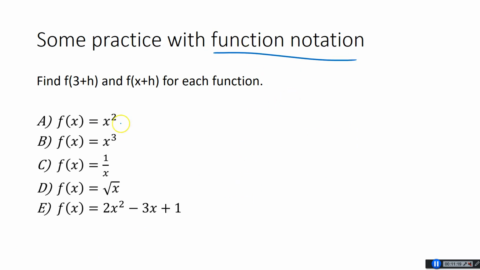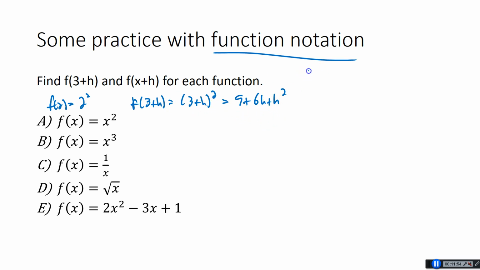Function notation here, sometimes people get confused with how to plug this in, and then we'll do the examples with the actual derivatives. If we're given some different functions, we want to find f of 3 plus h and f of x plus h for each function. So if f of x is x squared, for f of 3 plus h, I just replace the x, because if I do f of 2, you do 2 squared. So f of 3 plus h is going to be 3 plus h quantity squared. If you FOIL that out, 9 plus 6h plus h squared. That's one of our common FOILs: first thing squared plus 2 times the first times the second plus the second thing squared.